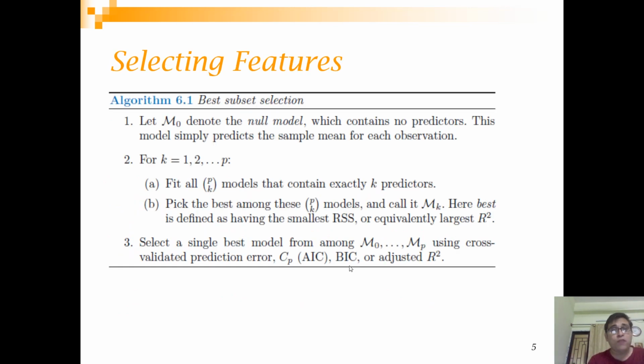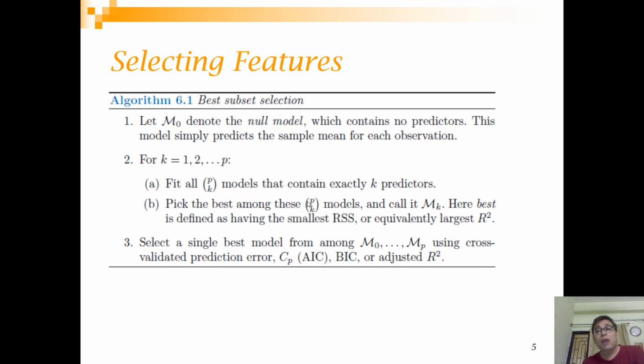So in a formal way, this can be written as: you start with M0, which contains no predictors, then you vary k from 1 to p. p is your number of independent variables, and in each step you calculate pCk models. So in the final model you will have exactly k predictors, and in every step you take the best model. So that's how you get your p number of models, okay?